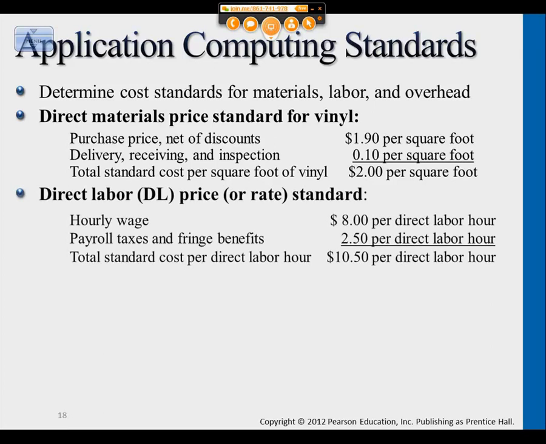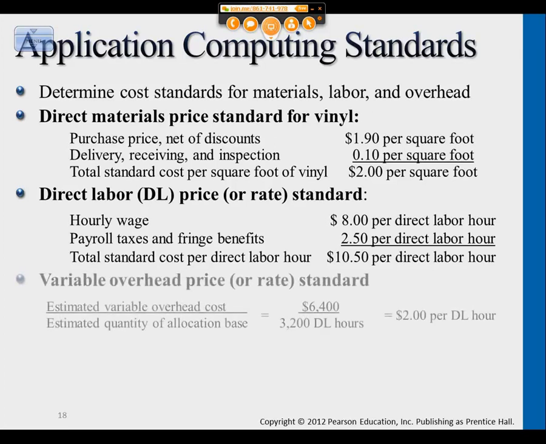The next one is the direct labor price or rate standard. Our hourly wage is given as $8 per direct labor hour. That's not just the hourly wage for workers. We also have payroll taxes and fringe benefits, which are $2.50 per direct labor hour. We sum those two up and derive our total standard cost of $10.50 per direct labor hour.